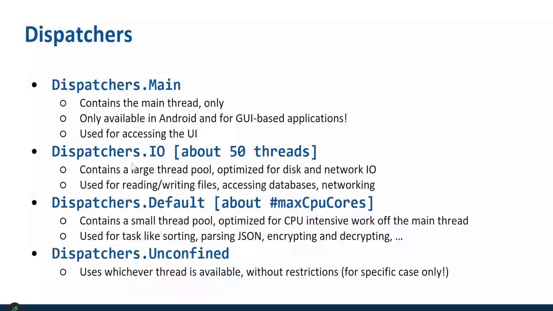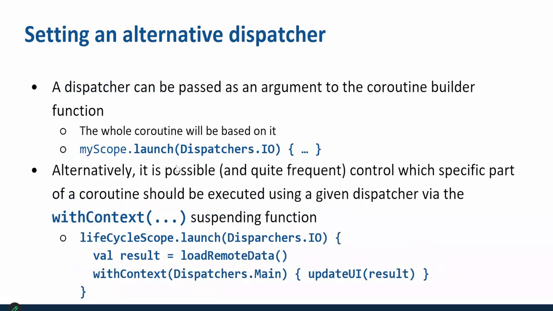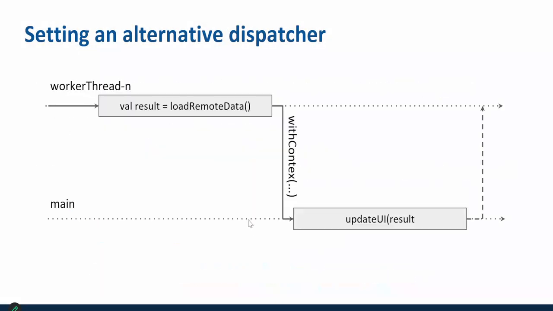We've seen the dispatchers, actually the three main ones that you will mostly use. Main, you have just one thread. IO, with about 50 threads used for interfacing with the disk and network IO, and also the default dispatcher, which you usually exploit for CPU intensive work, like the one that you used to do in classic threads. You can also swap context during the execution using the withContext suspend function.